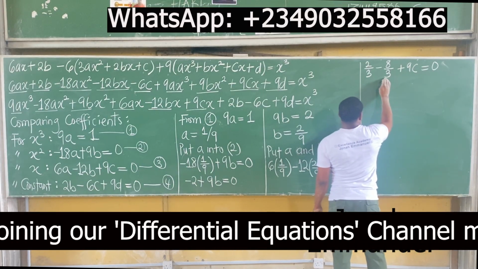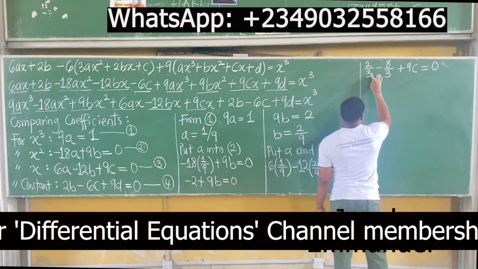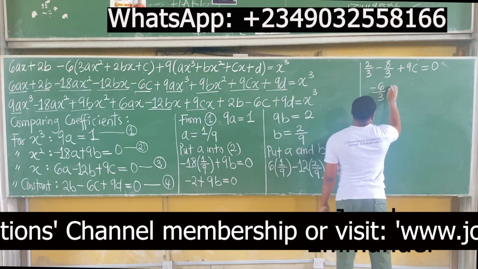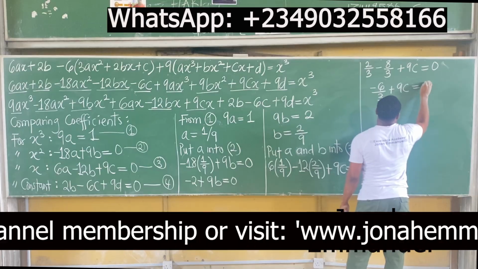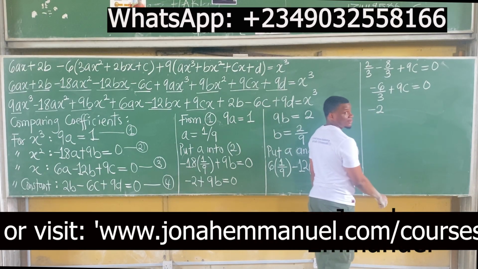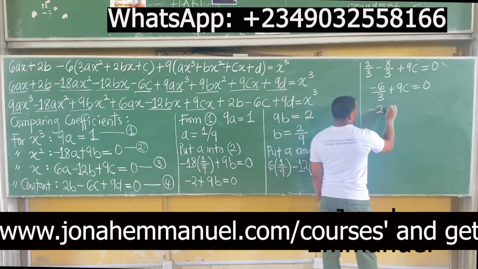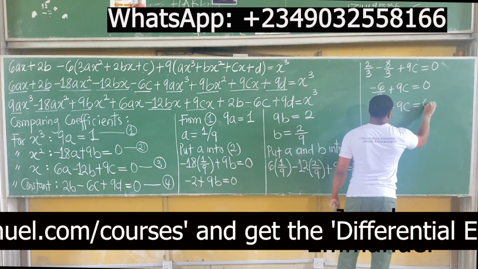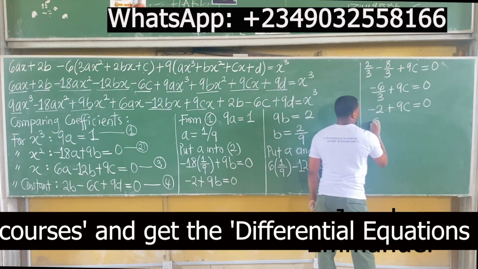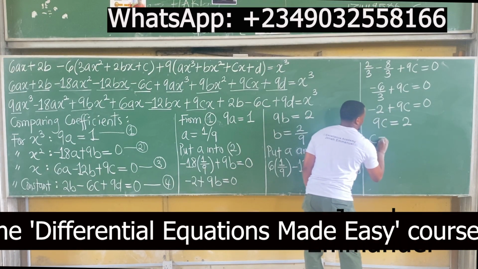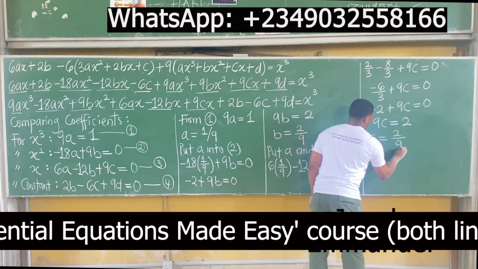Work on this two. What do you have here? 2 over 3 minus 8 over 3 is what there? Minus 6 over 3 plus 9c is equal to 0. This gives you what there? Minus 2 plus 9c, it's equal to 0. Move this over here. 9c is equal to 2. So what's c here? 2 over 9.